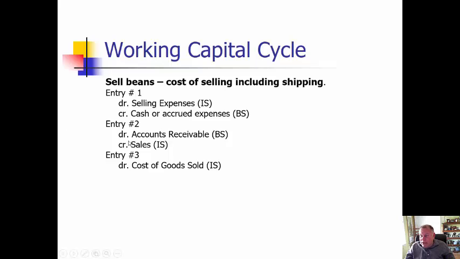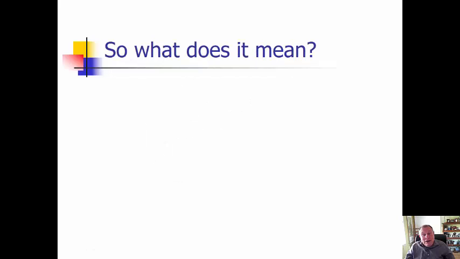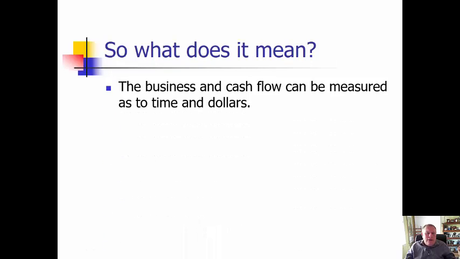Now note we have this credit here, income statement, cost of sales, income statement. So this is really the recognition of the sale and the profit, but not always of the cash. The cash comes in at the end. So what does this all mean?